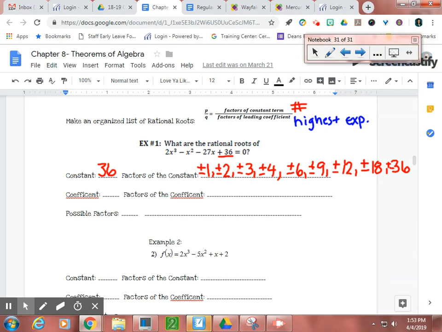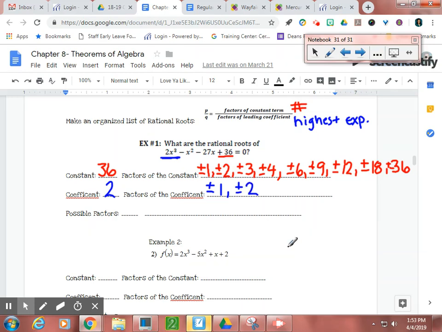Now we look at the coefficient, the highest coefficient. The highest is this 2x to the third, so the coefficient of that is the 2. Coefficient means the number out in front. So this is saying, what are all the things that nicely divide 2? Well, 1 and 2.